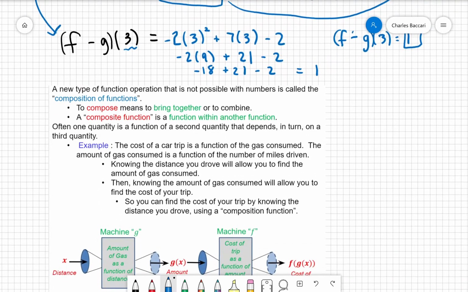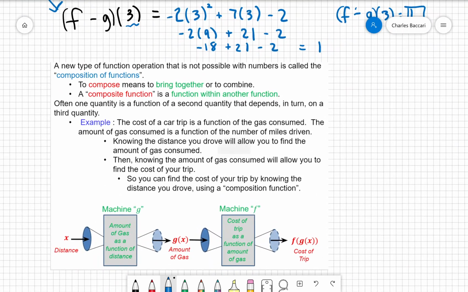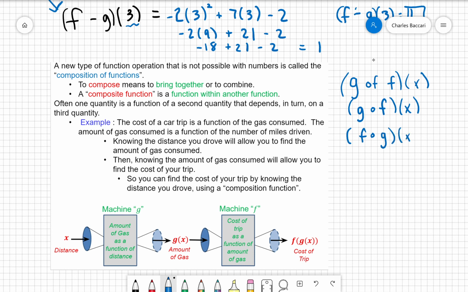Next, we're going to look at compositions. Compositions can be written as g of f of x, which is usually denoted g∘f, which sometimes people say "g of f", but you don't have to. And then obviously we can do f of g, f∘g. Sometimes you'll hear that.